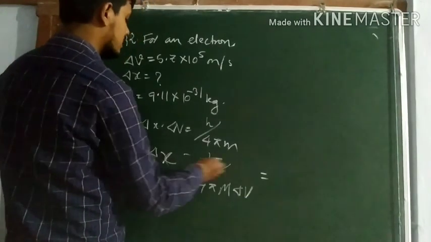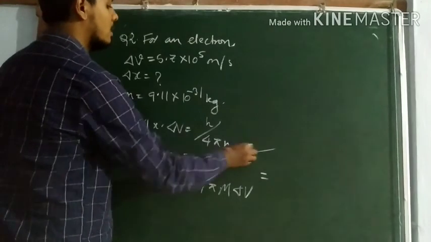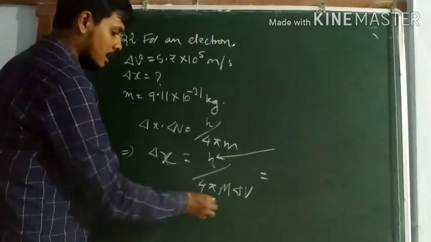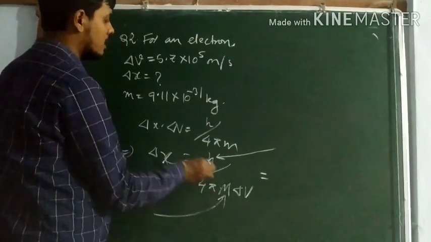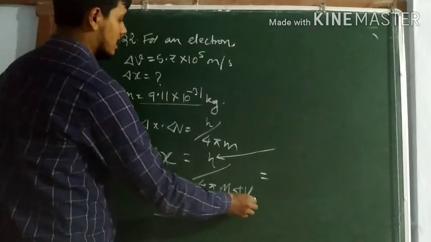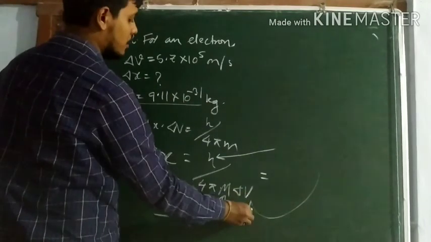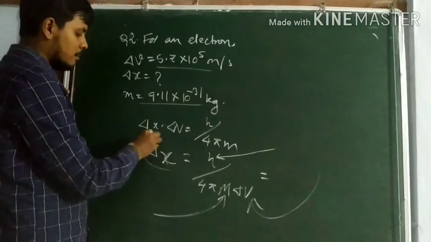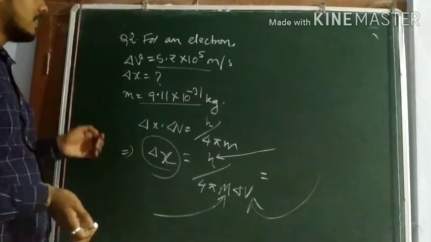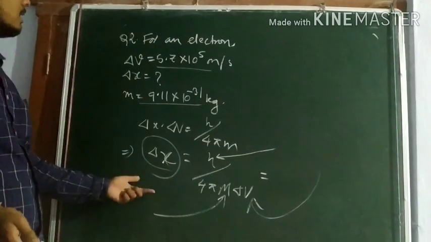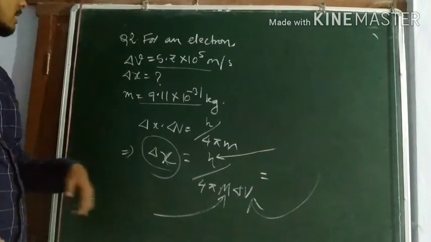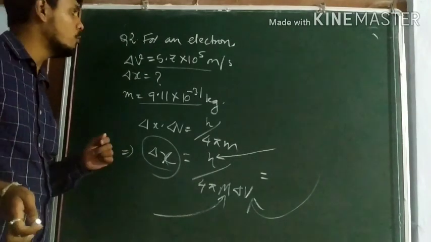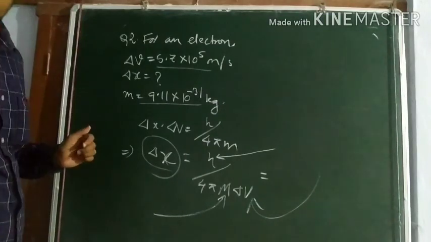So h is, as you already know, 6.626 into 10 to the power minus 34 joule second. m is given as 9.1 into 10 to the power minus 31 kg. Delta v is given as 5.7 into 10 to the power 5 meter per second. So the uncertainty in position can be calculated very easily. Now you find the value of delta x and send the answer as homework. Again, a very simple problem.